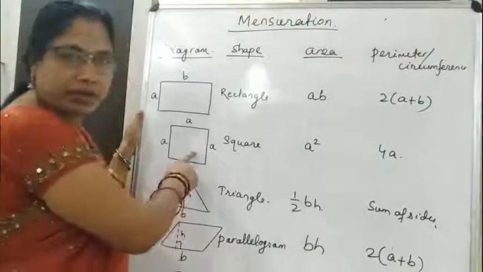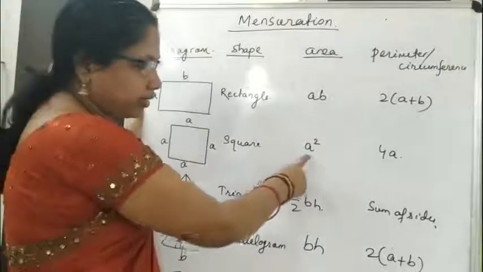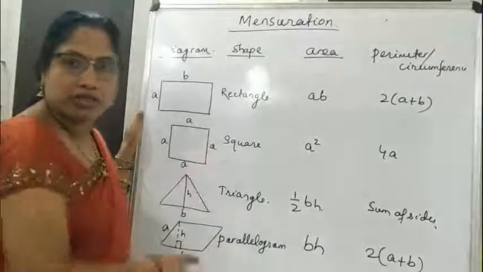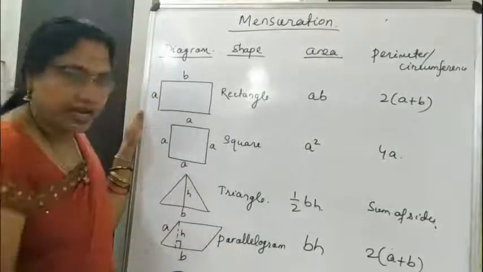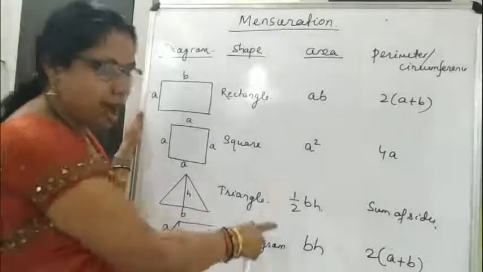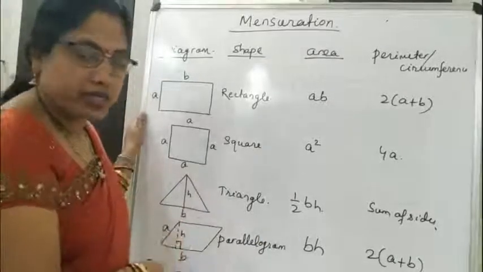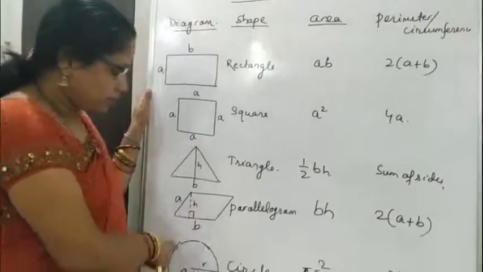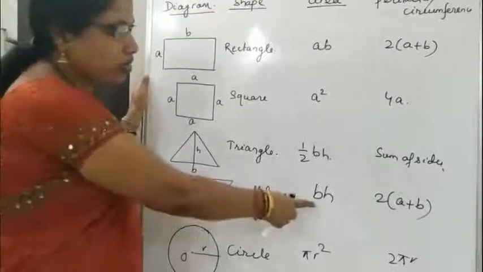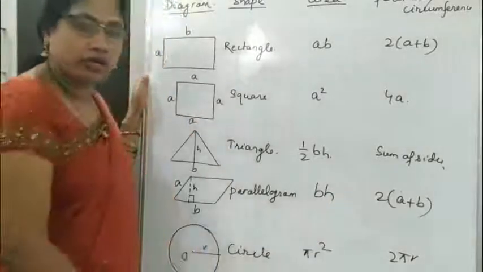This is a square having side A unit, so the area is A into A, that is A square, and the perimeter is 4 into A. That means the sum of all the sides, that is 4A. This is a triangle having base B and height H. So the area is half B H, half base into height, and the perimeter is the sum of all the three sides. This is a parallelogram having base B, height H, and the other side is A. So the area is base into height, that is B H, and the perimeter is 2 into (A plus B).